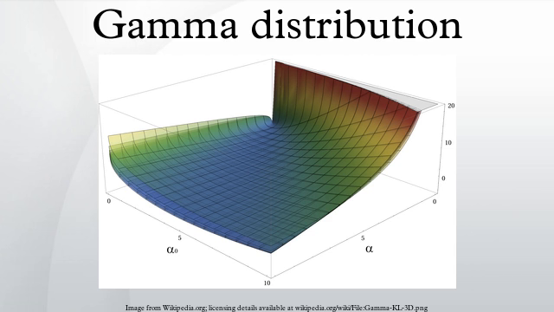If k is an integer, then the distribution represents an Erlang distribution. That is, the sum of k independent exponentially distributed random variables, each of which has a mean of θ.